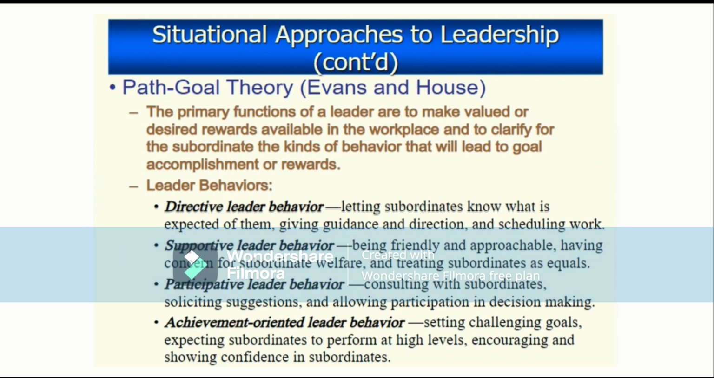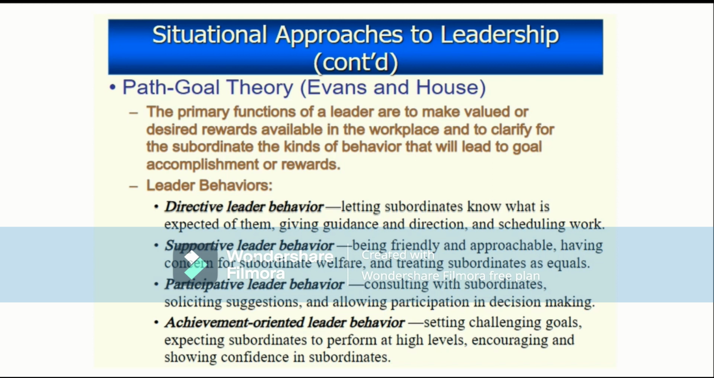Students, the next theory is path-goal theory. Basically, path-goal theory suggests that the primary functions of a leader are to make valued or desired rewards available in the workplace and to clarify for the subordinate the kind of behavior that will lead to those rewards. Now, under path-goal leadership, we will discuss the leadership behaviors.